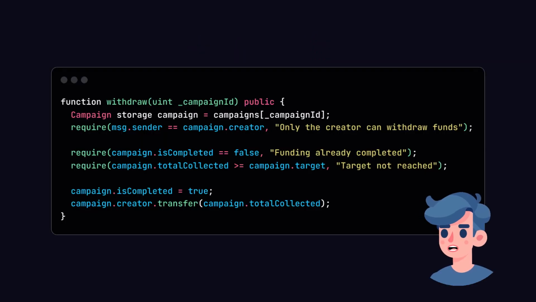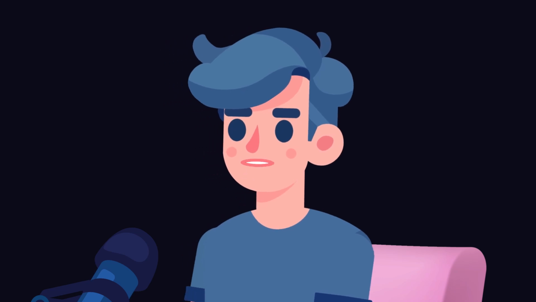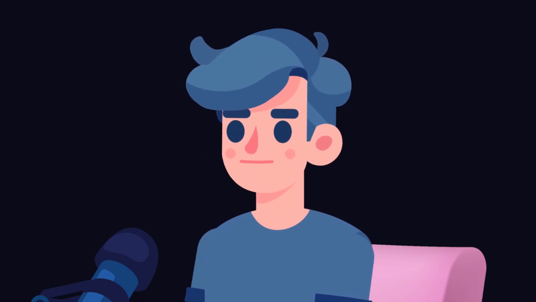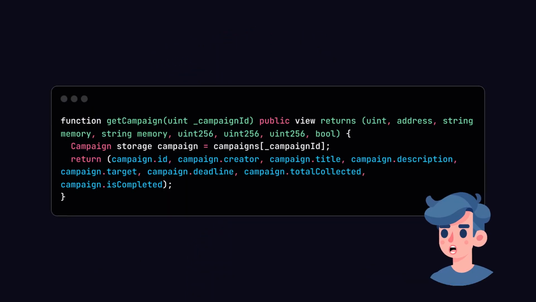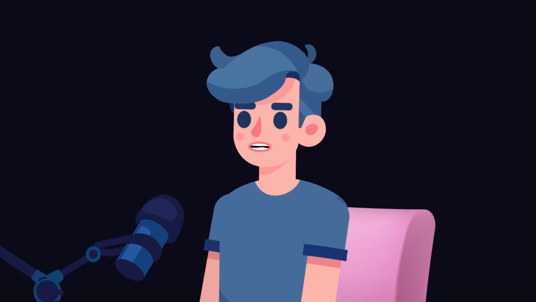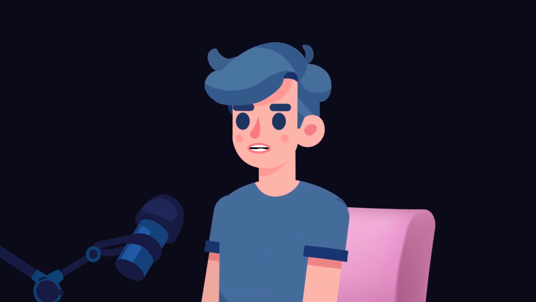Now, let's add a function for the project creator to withdraw the funds if the campaign is successful. Here, we have 3 conditions to check: that the one withdrawing is the campaign creator, that the campaign has not already completed, and that the target amount is reached. If all conditions are met, the funds can be transferred. Let's also add a function to check the status of a campaign so users can see if they have successfully funded the campaign. This getter function returns all necessary details of the specified campaign, making it easy for potential backers or creators to view its status.